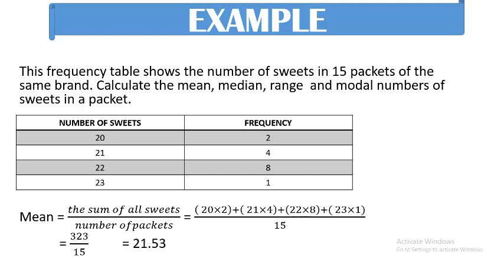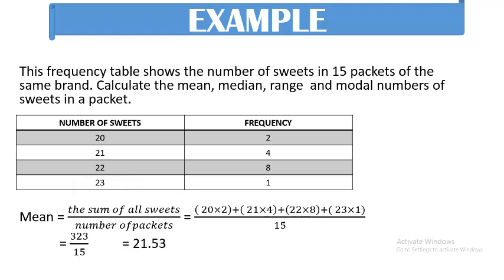So we can interpret this table by going to the first row. We have 2 under frequency. It means that out of 15 packets, 2 packets have 20 sweets. The second one we have 4. It means that out of 15 packets, 4 packets have 21 sweets. And the third one, out of 15 packets, 8 packets have 22 sweets. And out of 15 packets, 1 packet has 23 sweets. That's how we can interpret this frequency table.